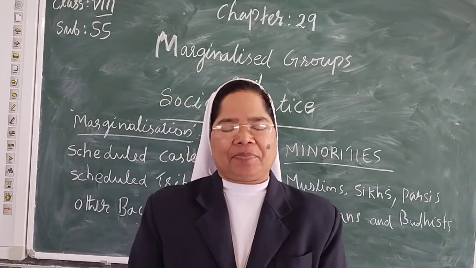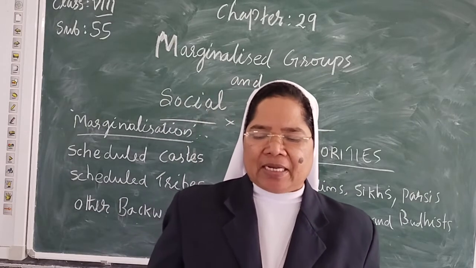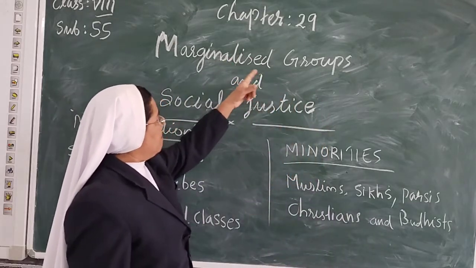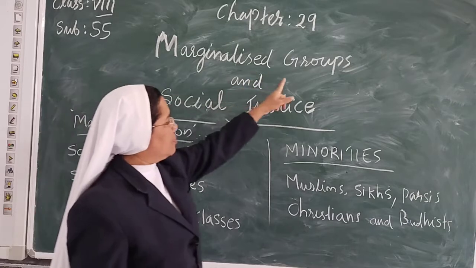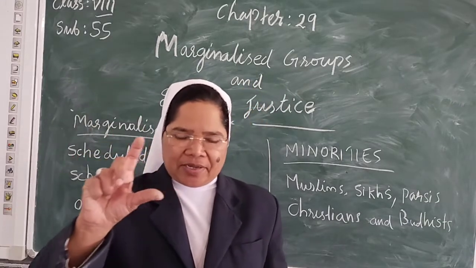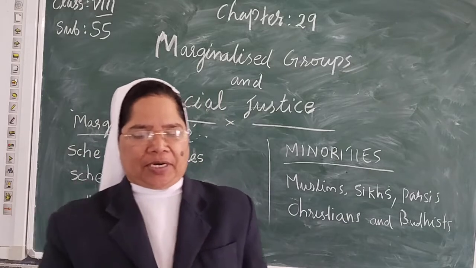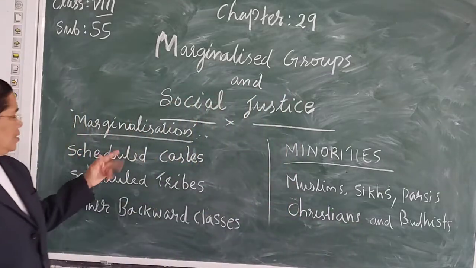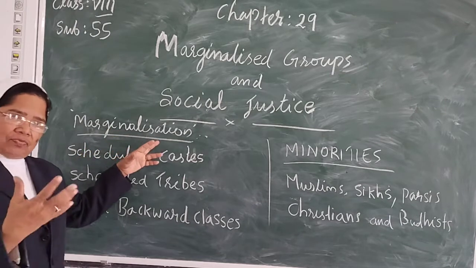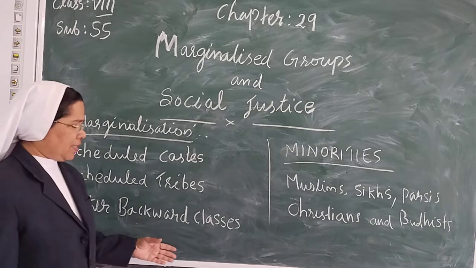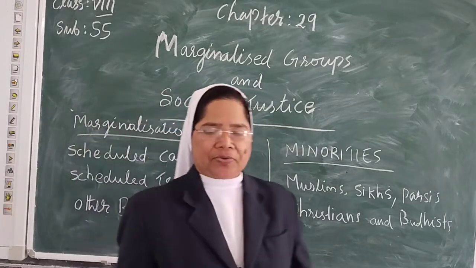Today, let us study chapter 29, Marginalized Groups and Social Justice. Chapter 29, Marginalized Groups and Social Justice. What does the word marginalized refer to? In this lesson we have to study the meaning of the word marginalization, and scheduled castes, scheduled tribes, other backward classes and minorities.